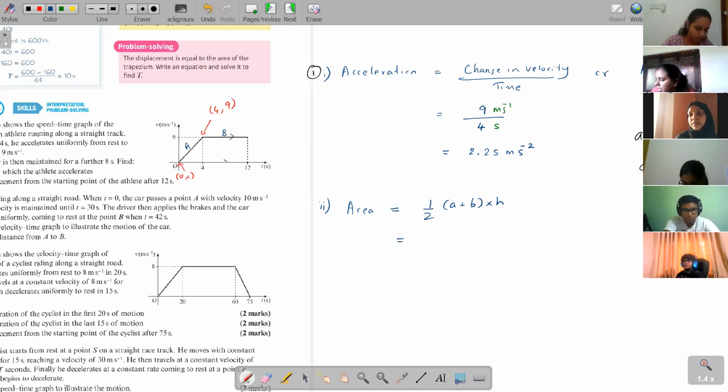So these are the two parallel lines. Half the parallel lines, 12 plus 8, into height is how much? The perpendicular height between the two parallel lines is 9. Can you all understand? The perpendicular distance between the two parallel lines is 9. So what's the answer for the area? It's 90. 90 meters. So this athlete has run 90 meters.